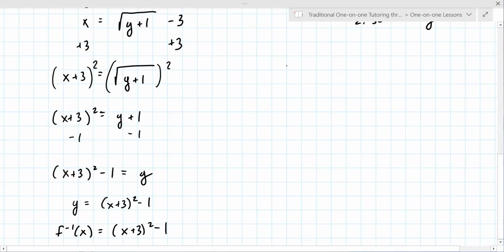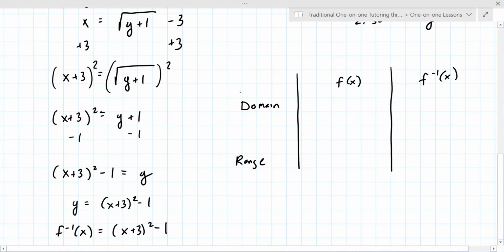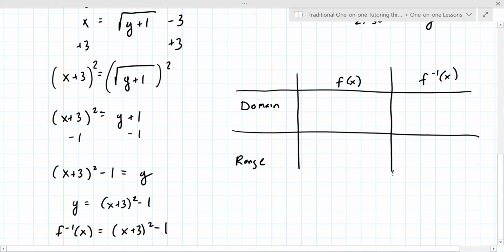So the next thing I want to show you is the relationship between the domain and range. We have the original function, and then we have your inverse function. Hopefully this has been shown in class. This is just review. Our original domain was x greater than or equal to -1, and our range was y greater than or equal to -3. That's from the original problem.